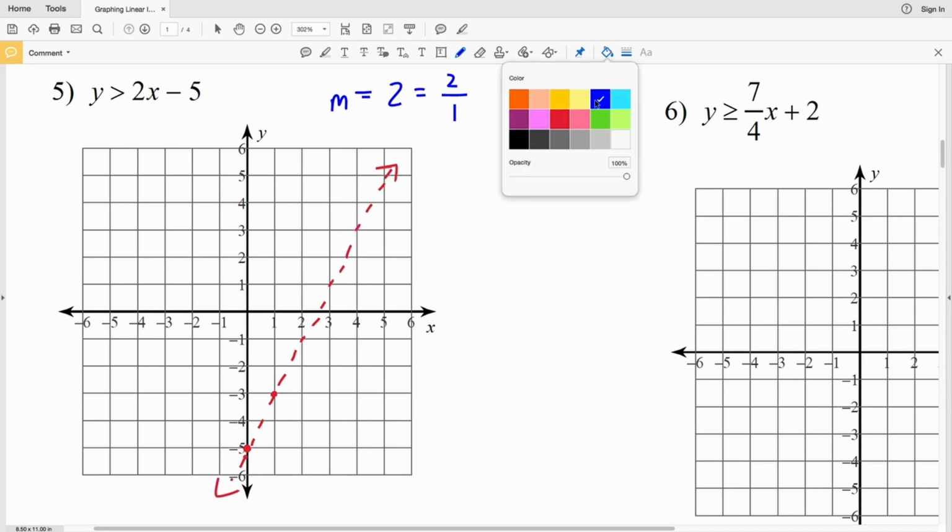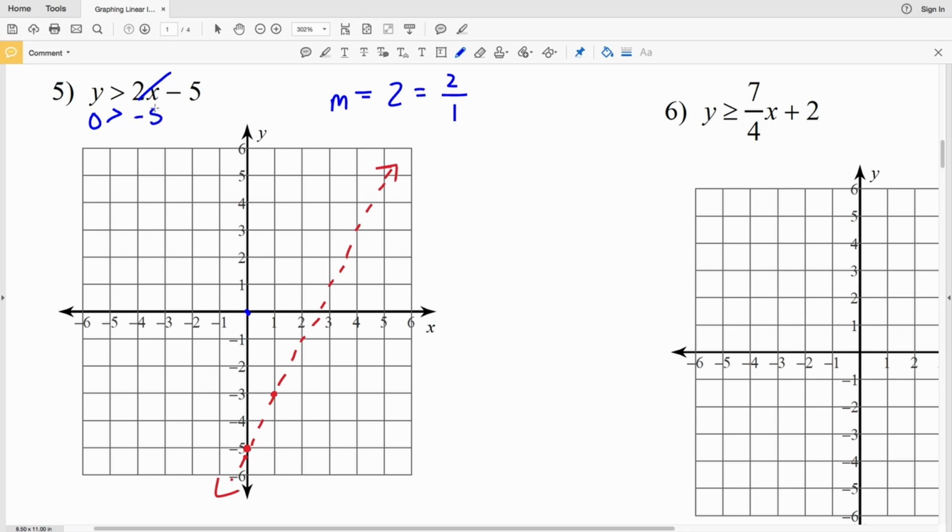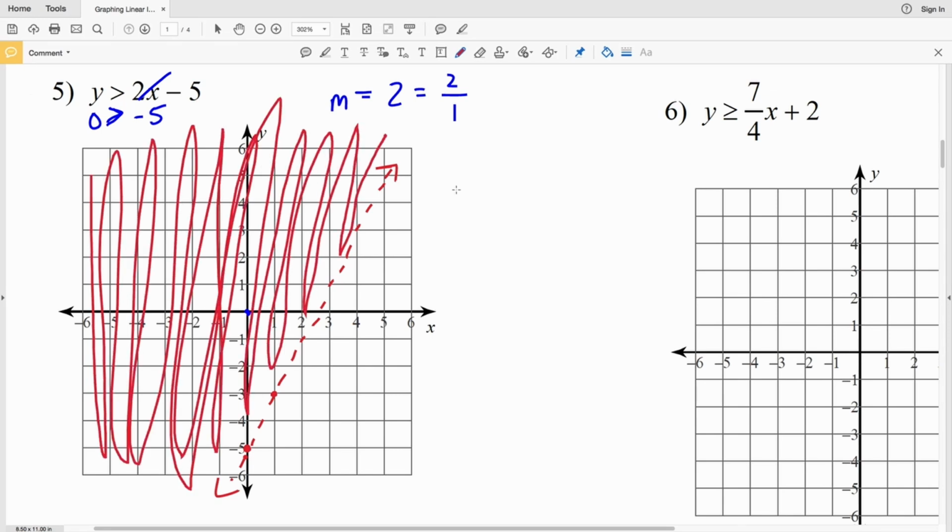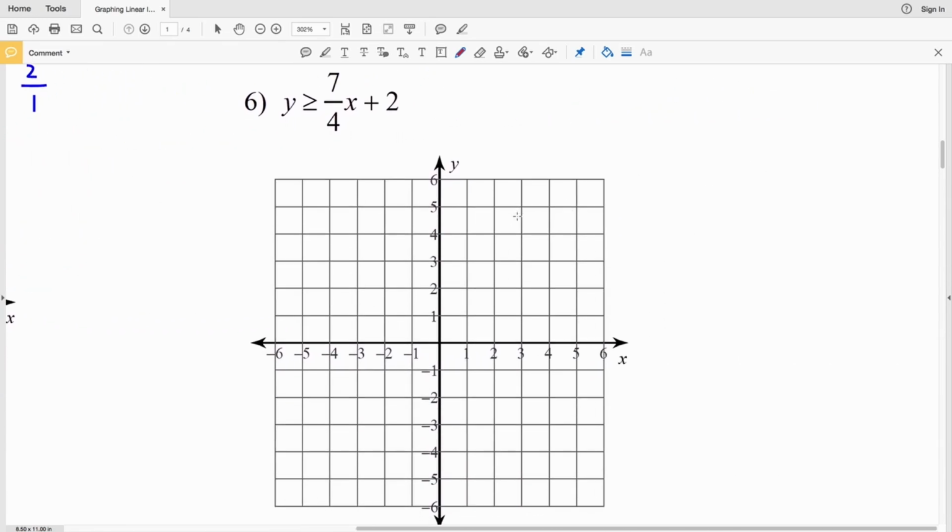Now we're going to pick a test point. Let's just pick 0, 0 to see which way we shade. So we're going to plug 0 in for y and 0 in for x, which we know 2 times 0 is 0, so we're going to be left with -5. 0 is indeed greater than -5, so we're going to shade in including that test point. So this is everything to the left of that inequality line. Let's continue on to number 6.